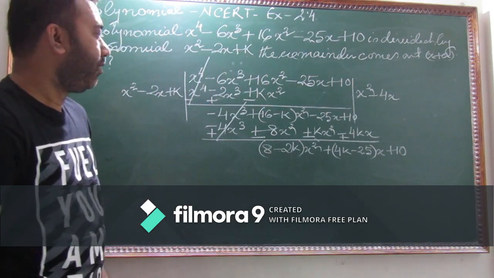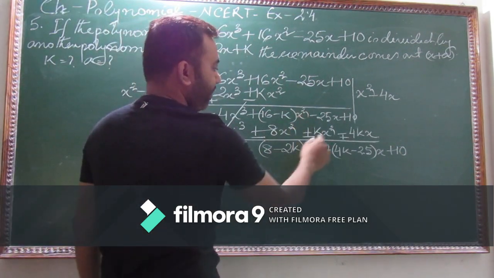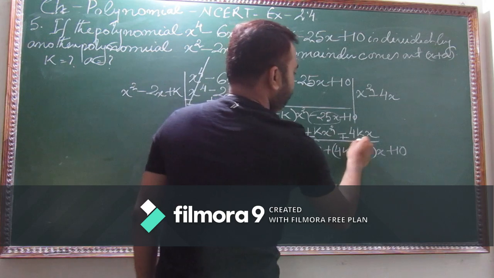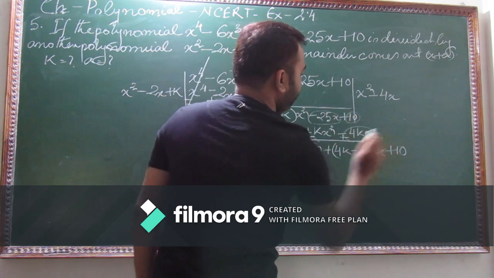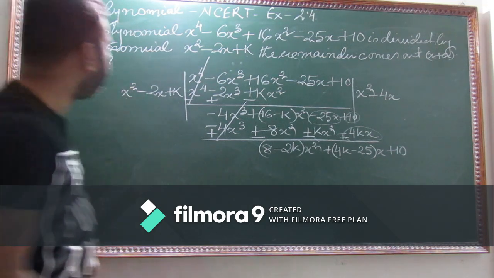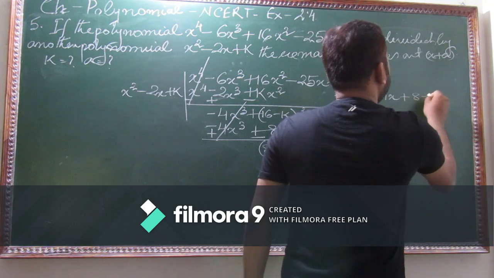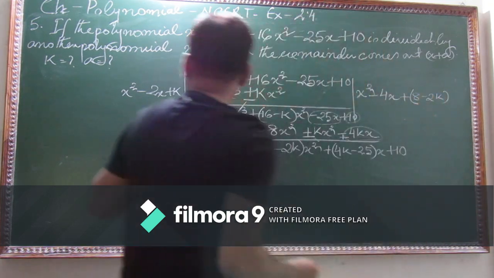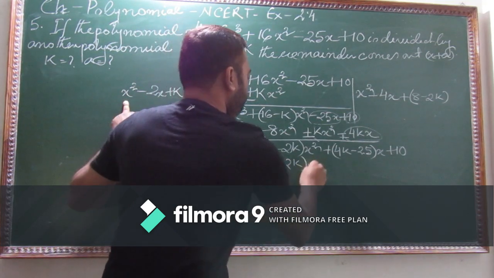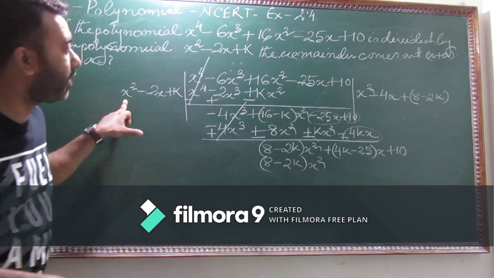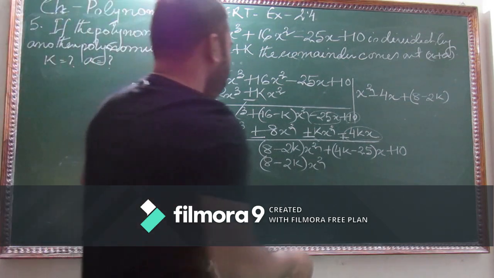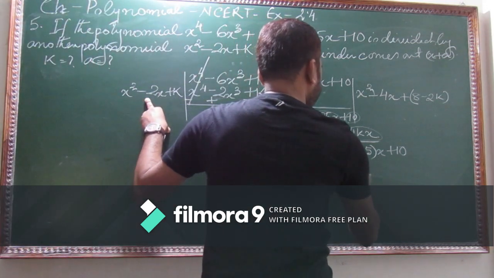Any problem? What I did: this x square together, this x square together, and this and this together. This is alone 10. So now I have to multiply this by 8 minus twice k. So here I will get 8 minus twice k into x square. Now here I have to multiply. So minus 2, this is minus 16.